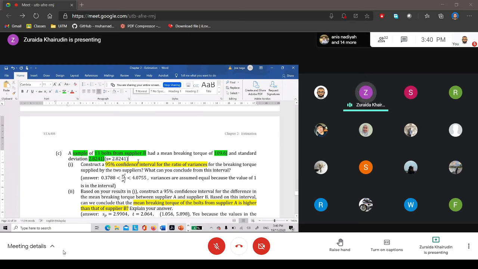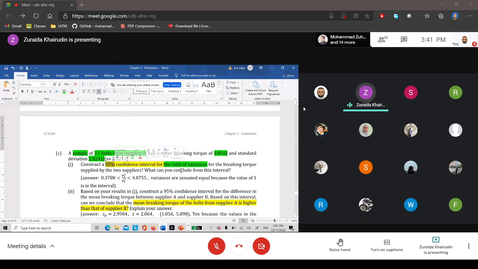Okay, so now you have information on supplier B. Just now you've already calculated mean and standard deviation for supplier A. Okay, so what's the question here? Question: construct 95% confidence interval for the ratio of variances. Again here, ratio of variances. Confidence interval can be any, like 98%, 99%, depends on question. Okay. So again here, ratio of variances supplied by the two suppliers. That means supplier A, supplier B.